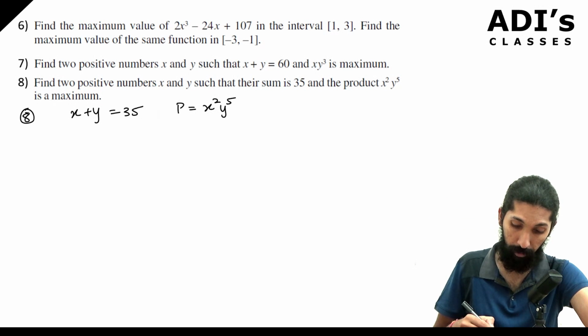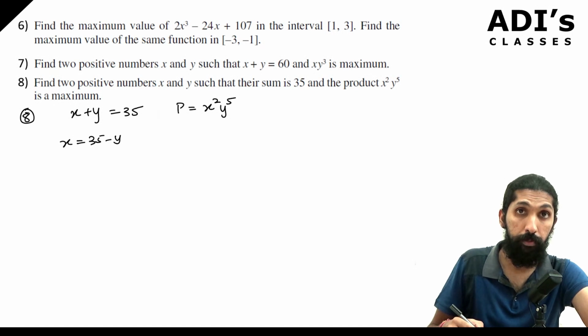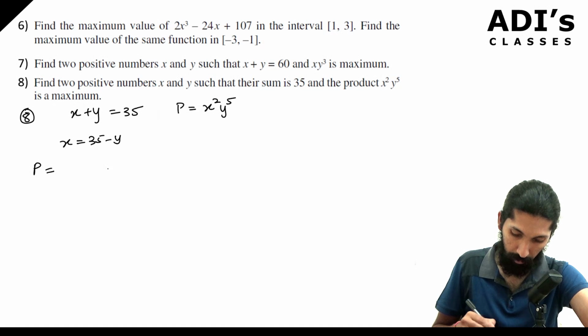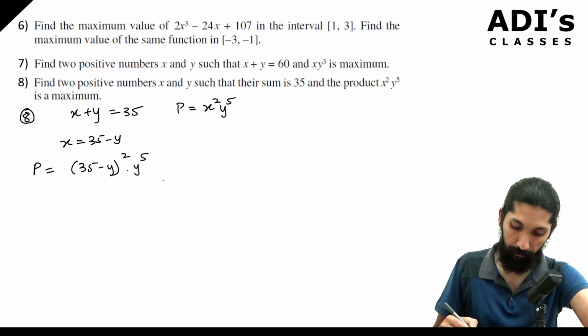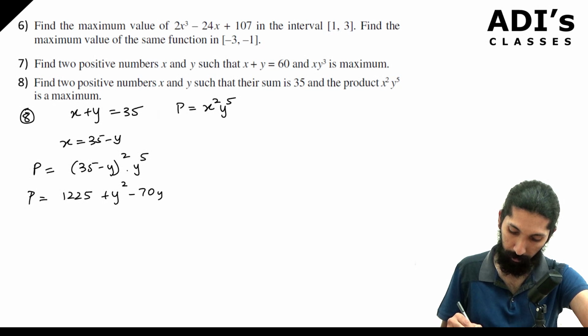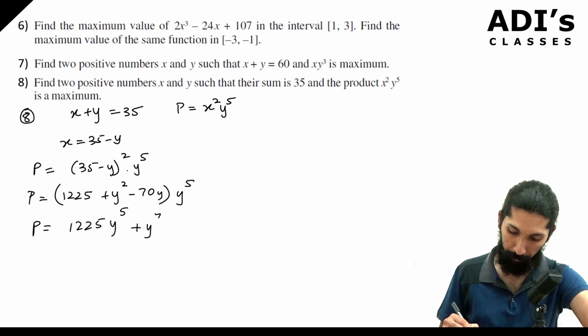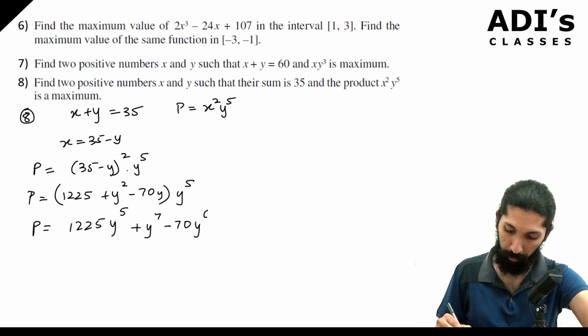So what do we have? x is equal to 35 minus y. Substitute. So the product P becomes (35 minus y) whole square into y power 5. Expand. 35 square is 1225, plus y square minus 70y, into y power 5. Now take this: 1225 into y power 5 plus y power 7 minus 70 y power 6.